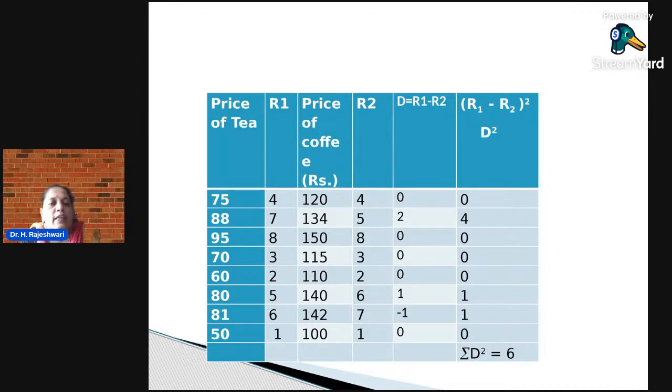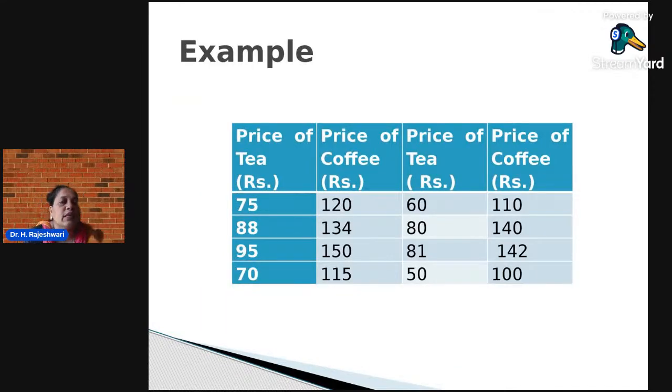Now the question here is, you might have learned in business economics, managerial economics, that the price of tea and price of coffee are related to each other. That means when the price of tea increases, demand for coffee increases. Similarly, when the price of tea decreases, demand for coffee decreases. Because when the price of tea increases, people will start switching to coffee, right? In that way price of tea and price of coffee are linked.